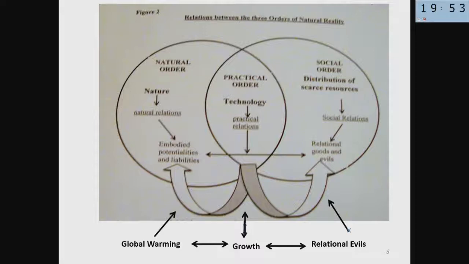Well, in 2000, I wrote a book called Being Human, and this diagram was actually born in that book. It distinguishes, and I'm sorry, it seems to come up very small on the screen, but it distinguishes between the natural order, the practical order, and the social order. And I think this is very important to do because it's the relations, the relationality between these three orders that makes for the problems.